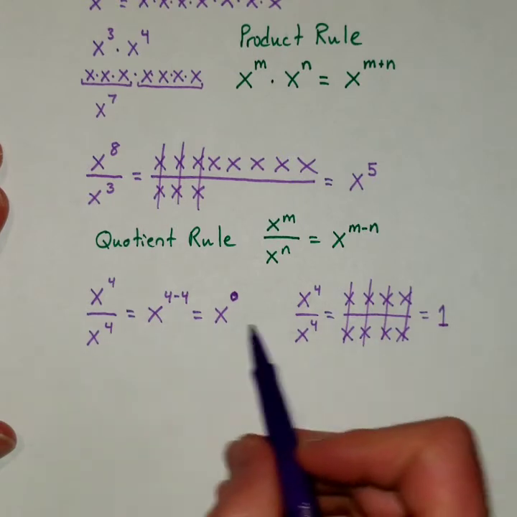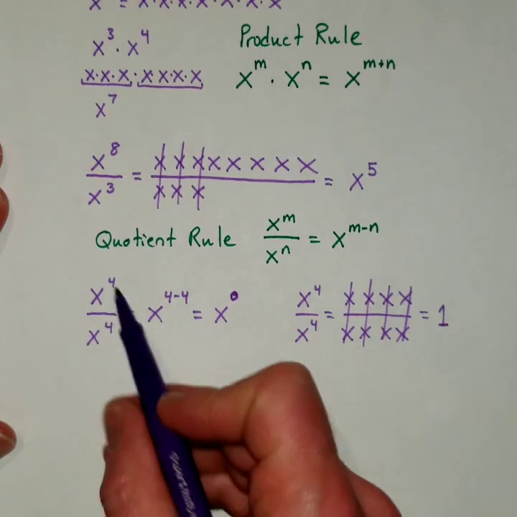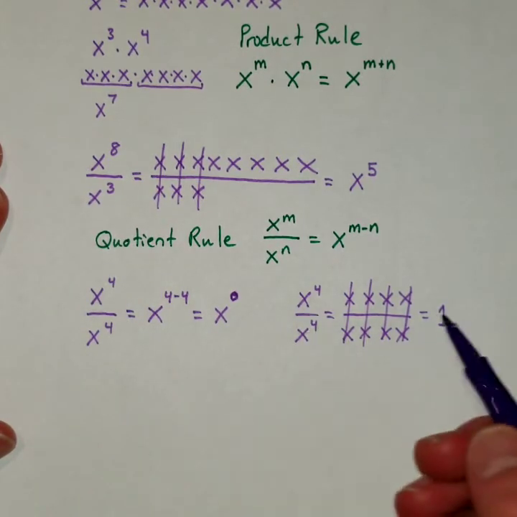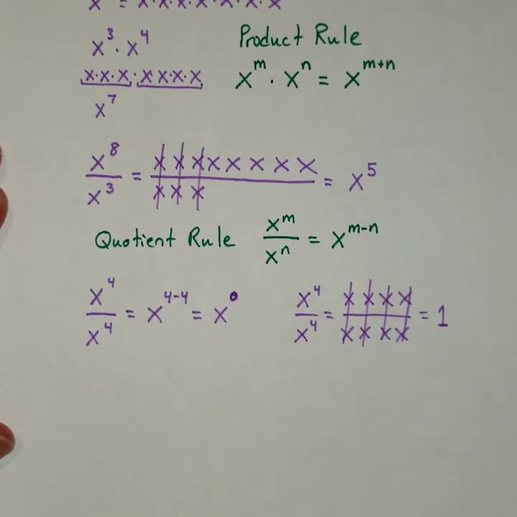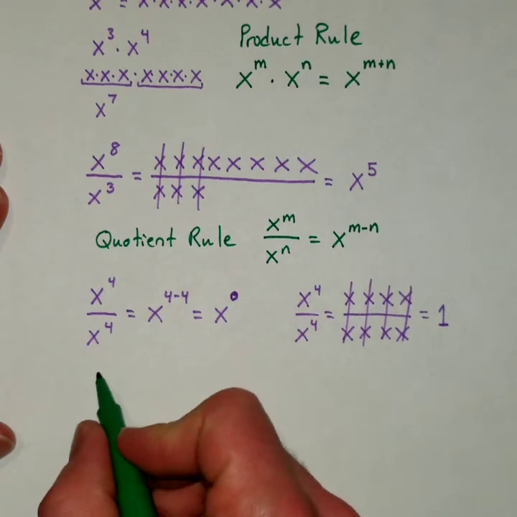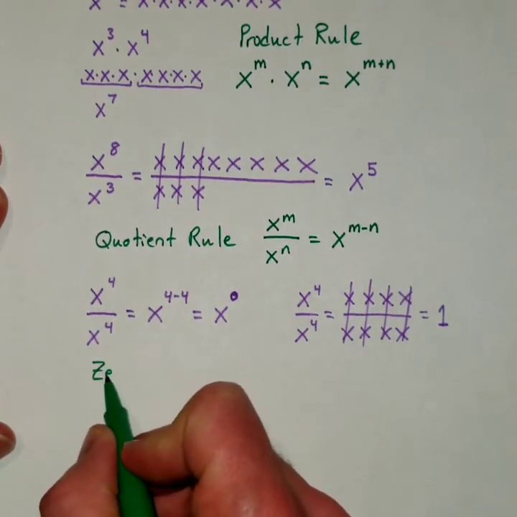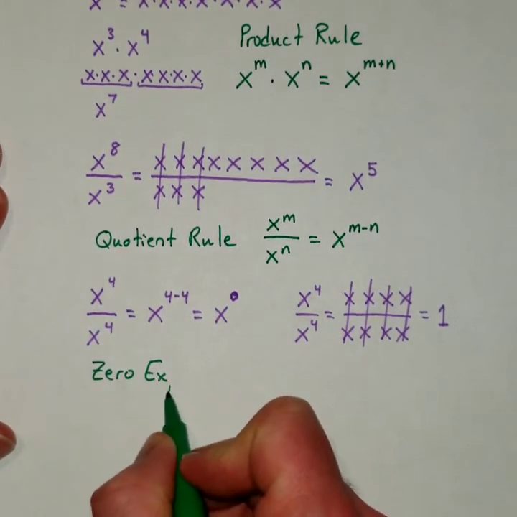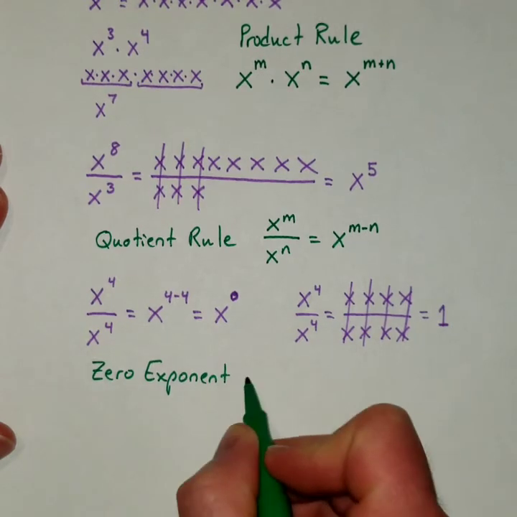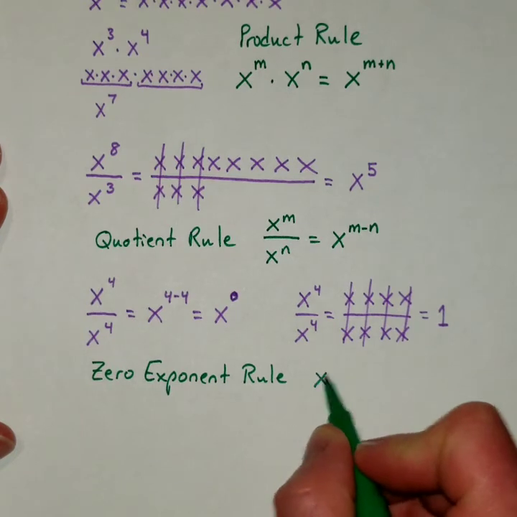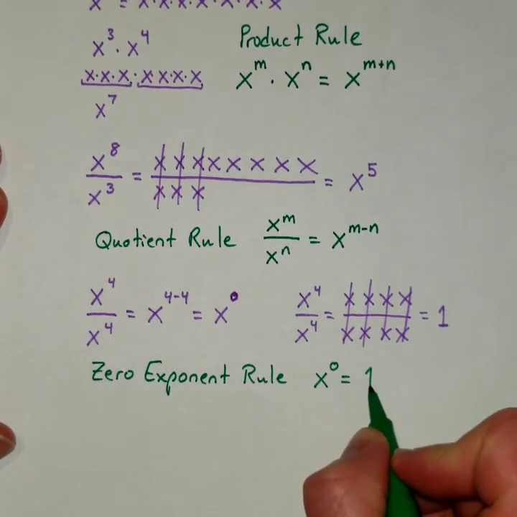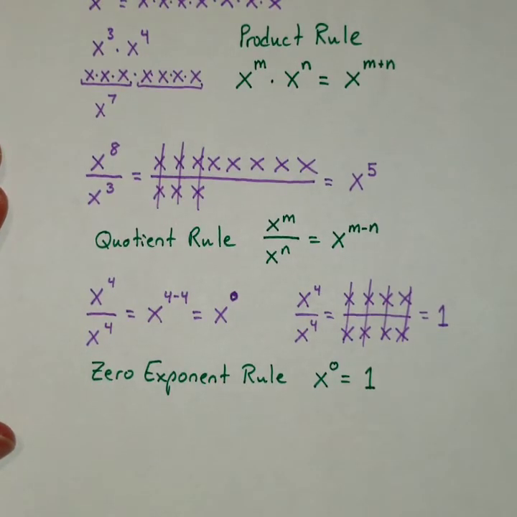And so what's interesting is because x to the 0 is equal to this fraction, and so is 1, they must be equal to each other. And so our rule then is called the 0 exponent rule. And it says that anything raised to the 0 power is equal to 1.